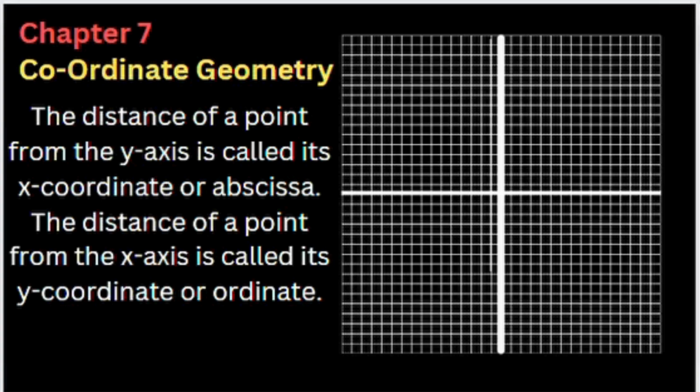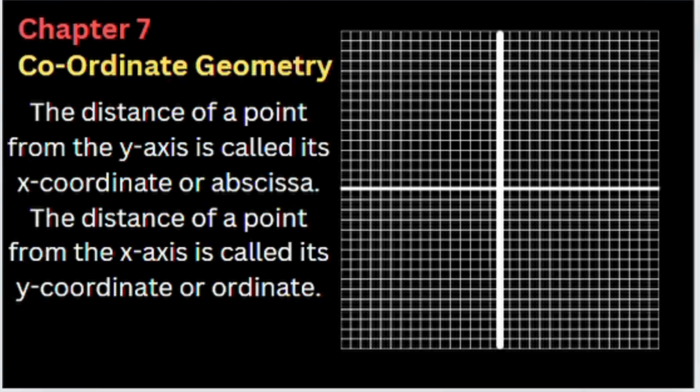Today we are going to see chapter 7, coordinate geometry. This is a very simple chapter. In this video we are going to see the introduction part only. This is a plane graph and this is the x-axis and this is the y-axis.